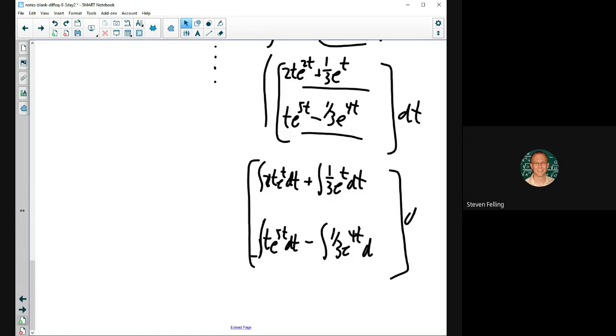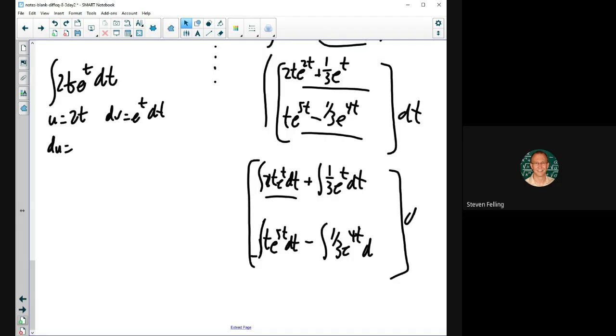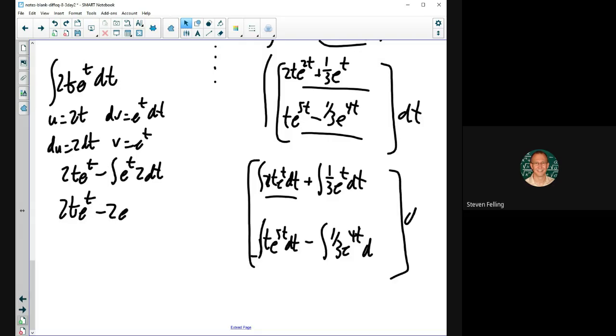All right, this first one here is going to require integration by parts. So let me do that over here on the side. This is going to be the integration of 2t e to the t dt. So maybe I could say u is the 2t and the dv is the e to the t dt, so that du is 2 dt and v is e to the t, so that we have uv minus the integral of v du. So it's going to be 2t e to the t minus 2 e to the t, right?